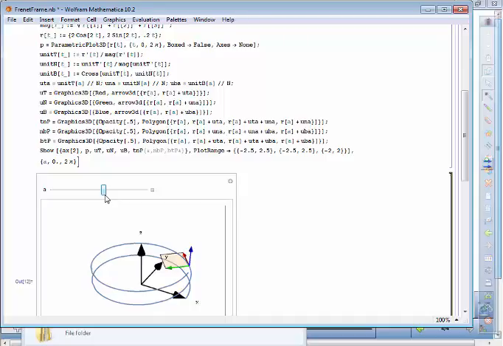So the plane that contains the acceleration vector and the tangent vector is going to be the same plane that contains the unit tangent and the unit normal vectors. And that plane is called an osculating plane.